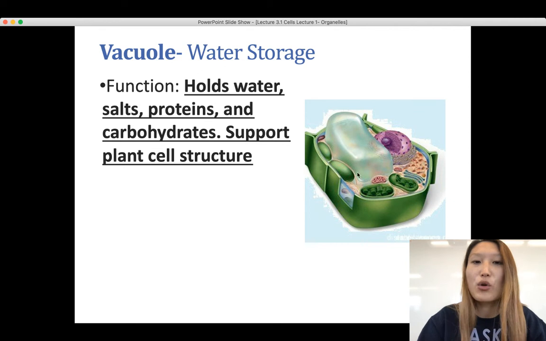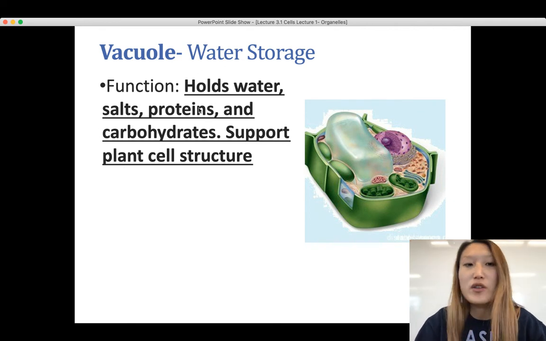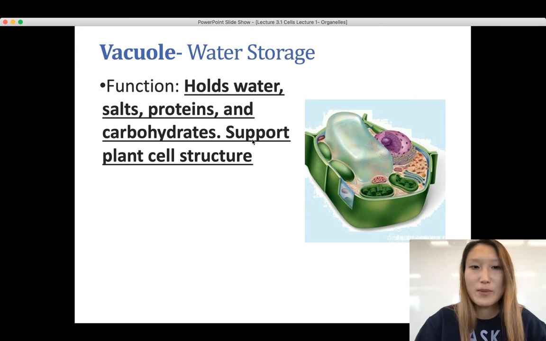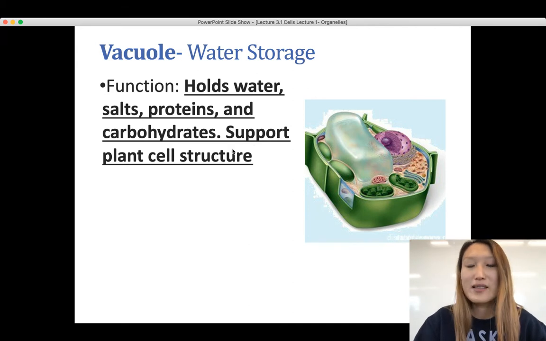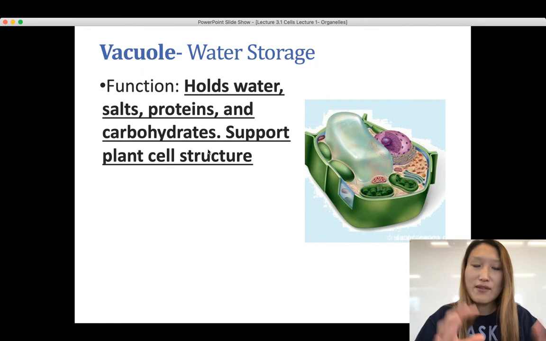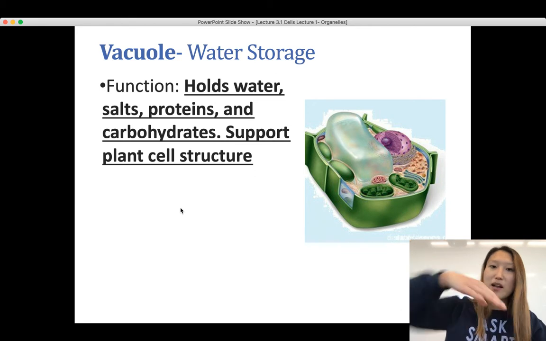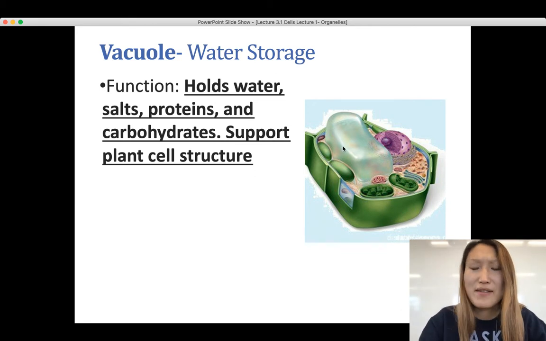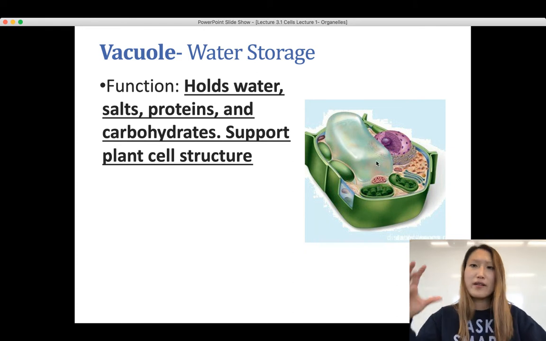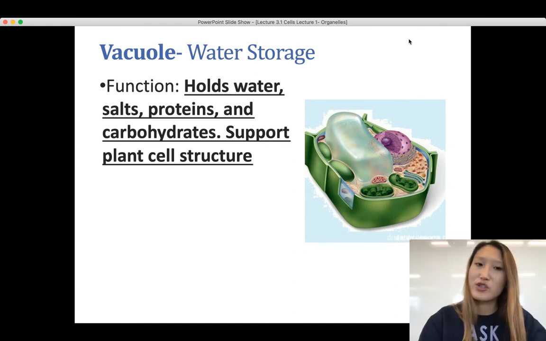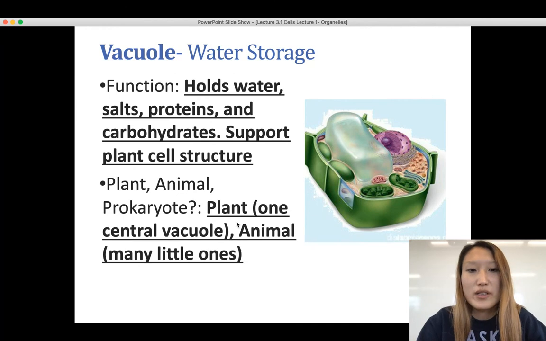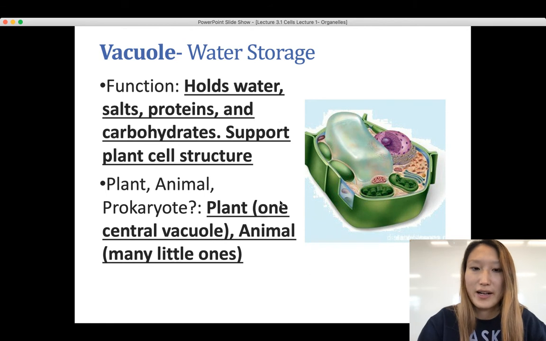So the vacuole helps holding that water. Also, it holds some salt and proteins and carbohydrate, really all kinds of macromolecules, but it also helps support the plant cell structure. It keeps the plant cell rigid, right? So if you've seen plants that are lacking water, the leaf drops a little bit, right? That's because when you don't have as much water inside the vacuole, then the plant cell loses its shape a little bit, okay? This is only for plants most of the time, but animals sometimes can have many little vacuoles. The plant has one big central vacuole. This is where you should be focusing on right here, okay?